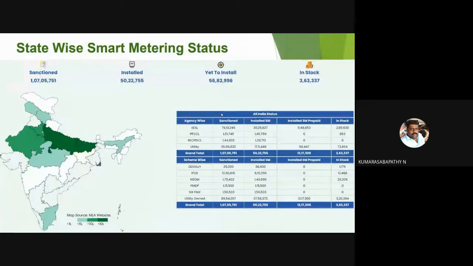So this slide shows how much of your power is being sanctioned, installed, yet to be installed, and in stock. Okay.